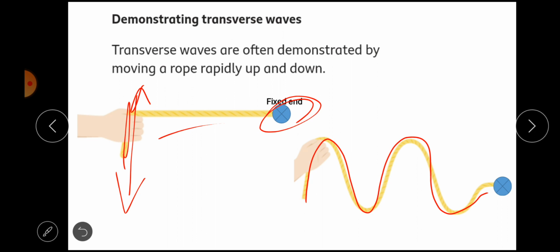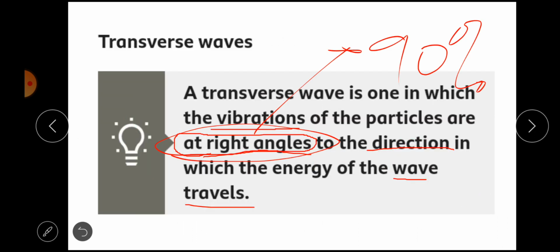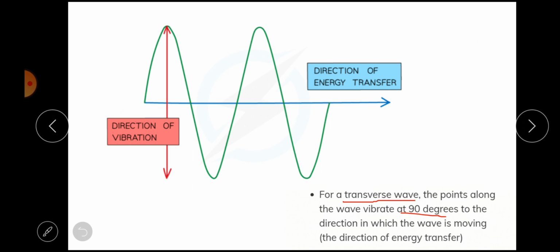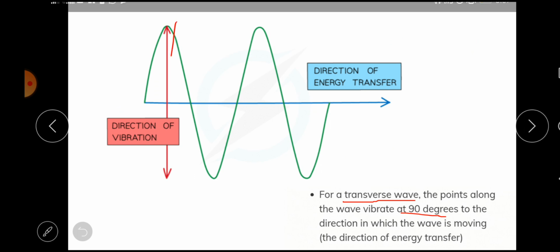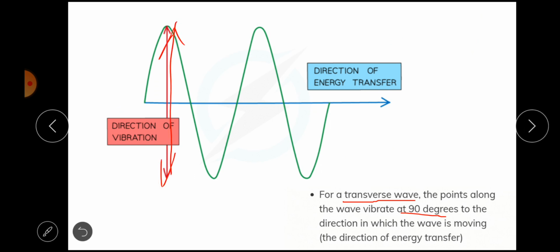So what do we mean when we say the vibrations of particles are at right angles to the direction in which the energy of the wave travels? Let's look at this one. Here we have the direction of vibrations, which is the vibrations by the hand. This arrow shows the direction of vibrations. So it is up and down. And then we have the direction of the energy. So this is the direction of the energy travel. As you move it up and down, energy moves from one end to the other end.